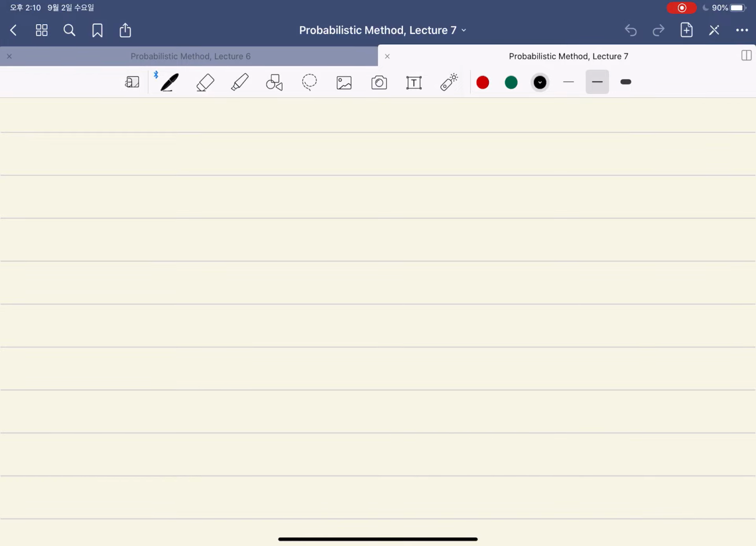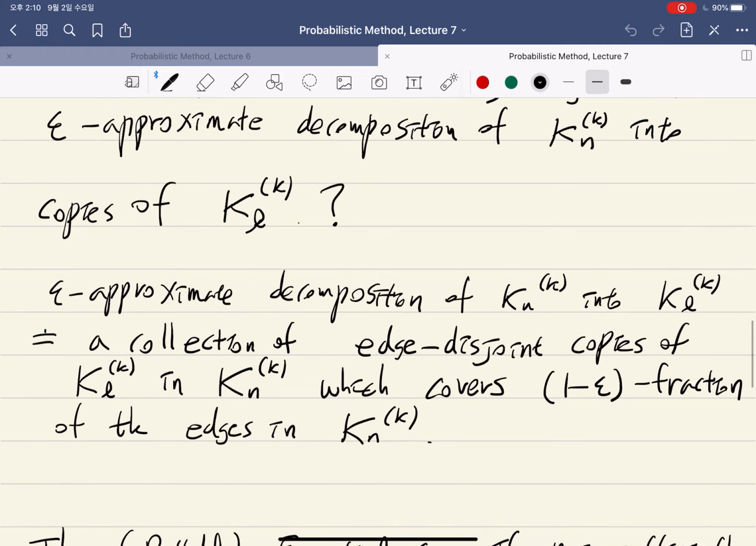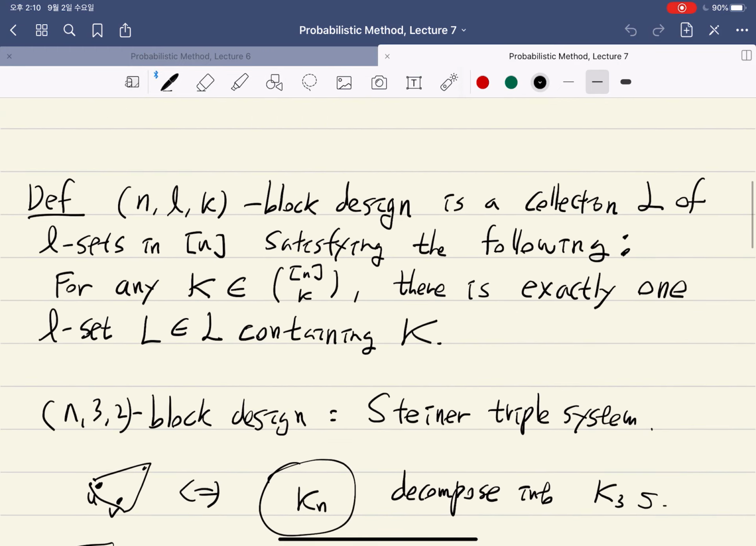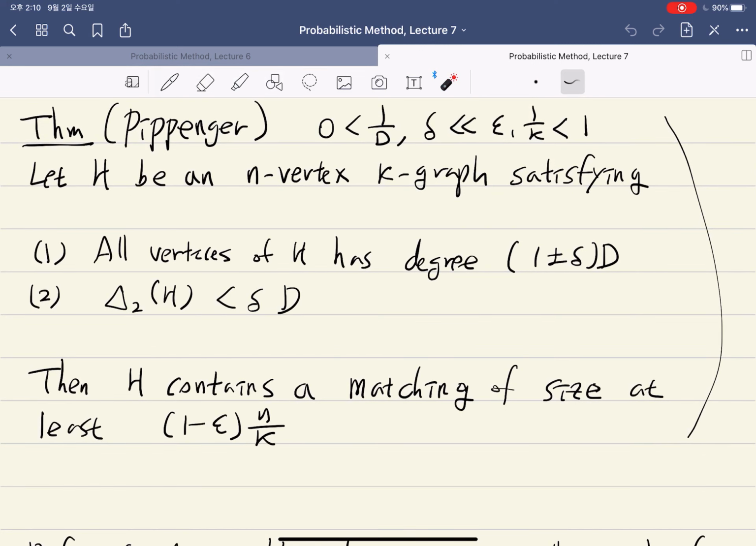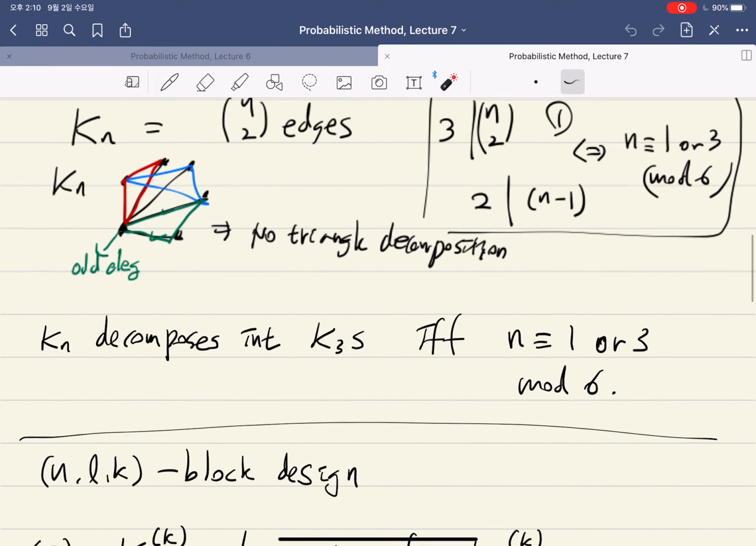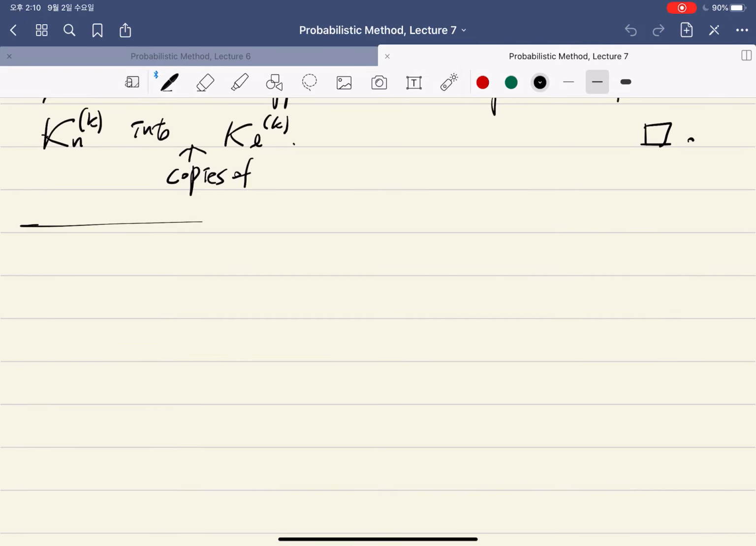Sorry. So now what we want to do is prove this Pippenger theorem, the theorem regarding hypergraph matching. Again, what it means is that if you are almost regular and have small codegree, then you can find an almost perfect matching. And how do we want to prove this? We want to prove this by using the Rödl Nibble.